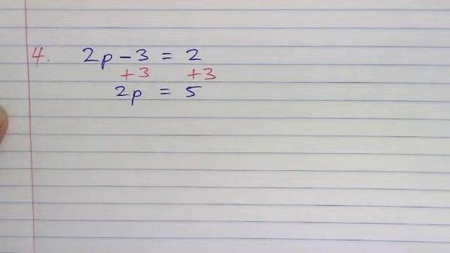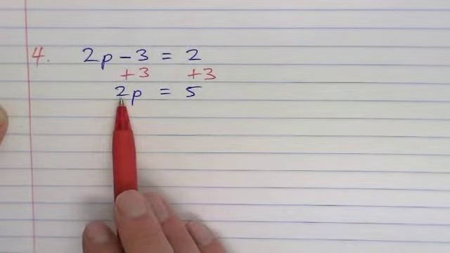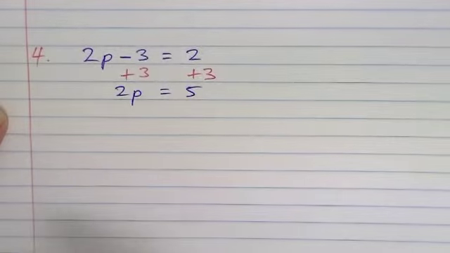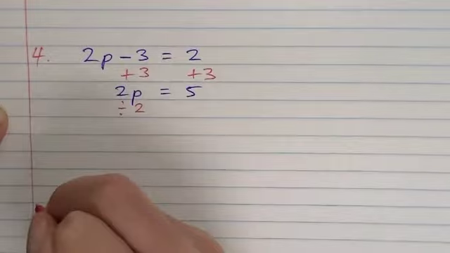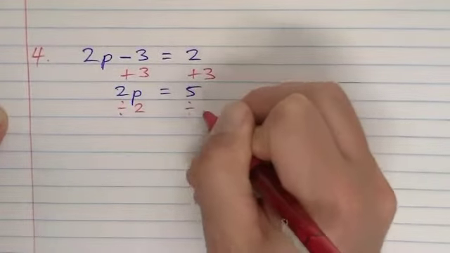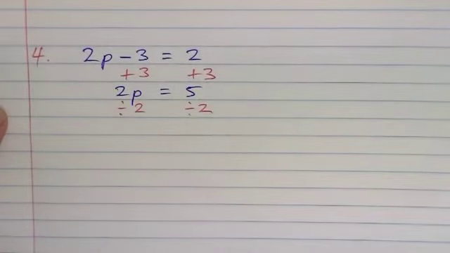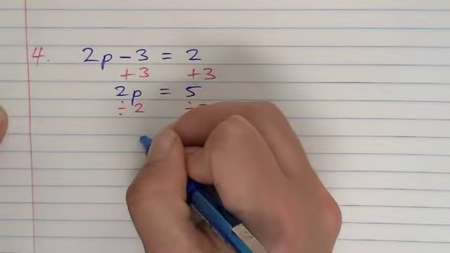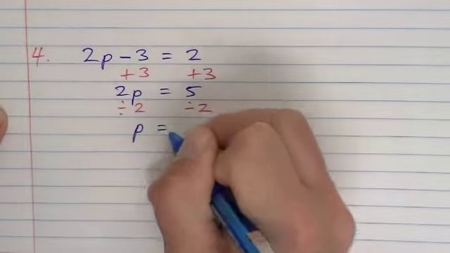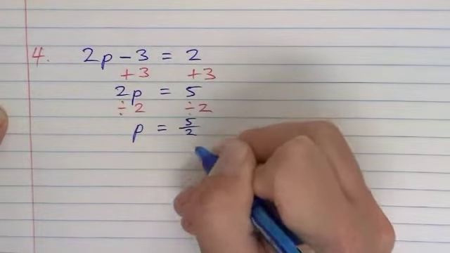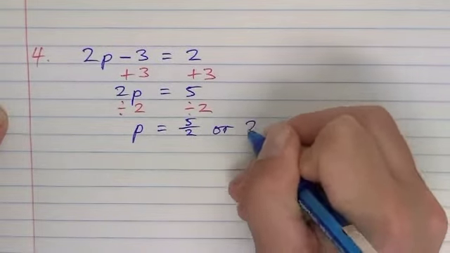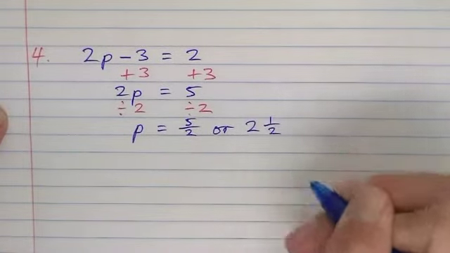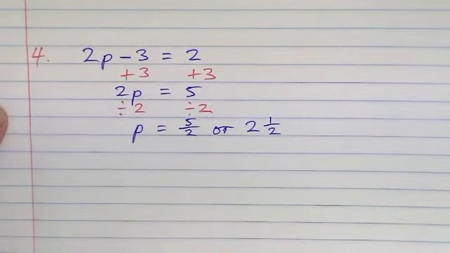Great. Second step is now to do the opposite of this 2 times p. So we divide by 2. And our 2's cancel out. So we've got p equals 5 divided by 2. Or we can make that a mixed number and simplify it as 2 1/2.